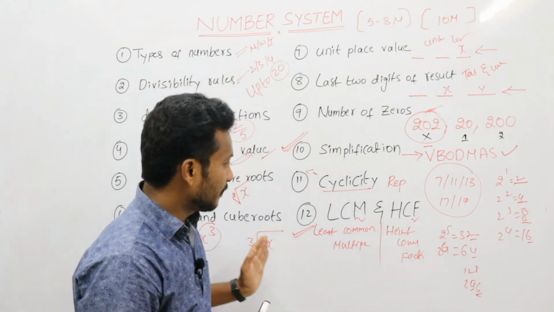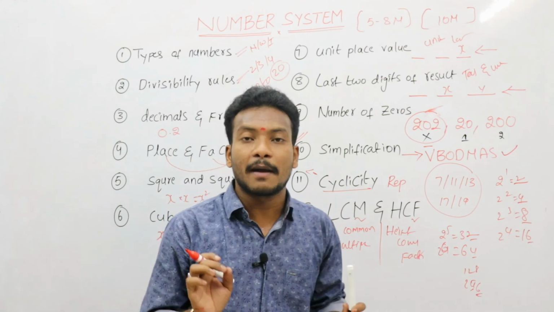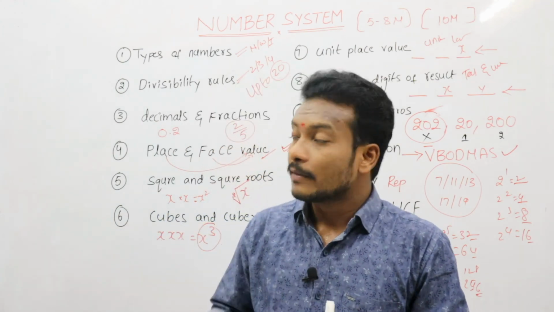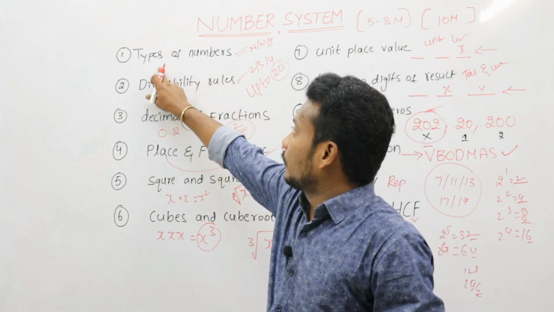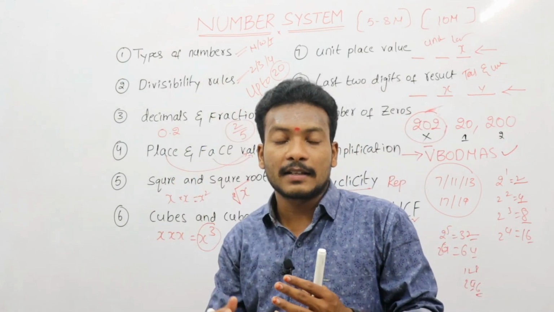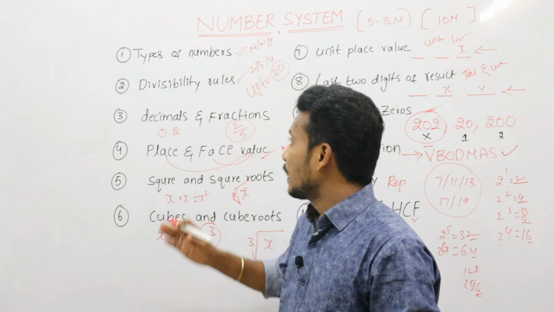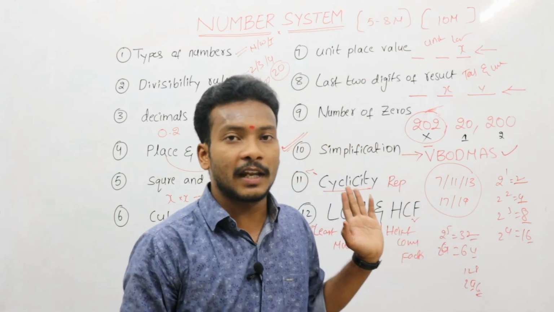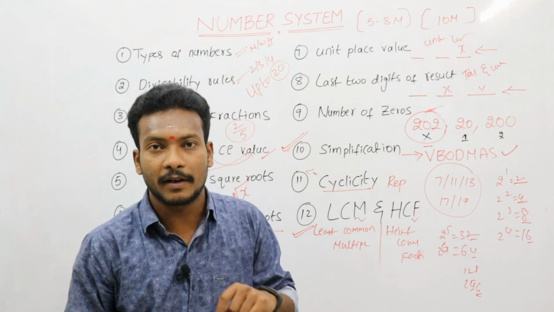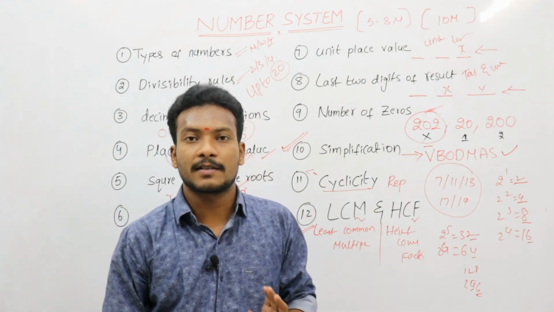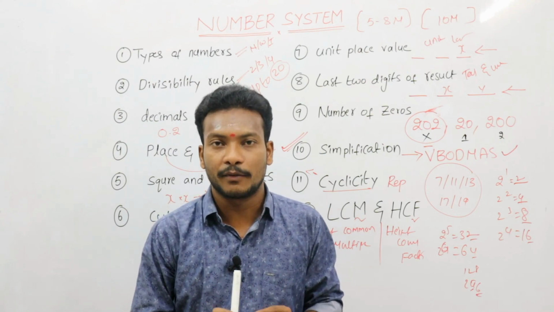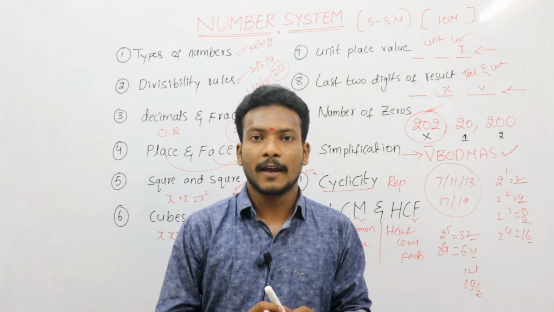Okay, this is the brief explanation for the number system. These are the topics we are covering in this chapter. For types of numbers we are discussing 2 to 3 classes, and for divisibility rules also 2 to 3 classes. Minimum 50 videos we are covering in this chapter for the number system. Why? Because the weightage of the number system in any exam is more and more. Okay, thank you.